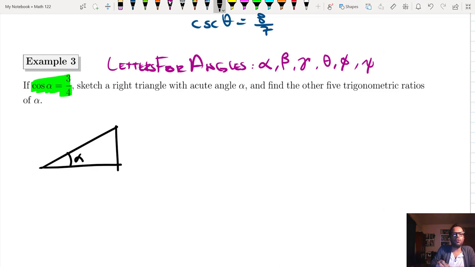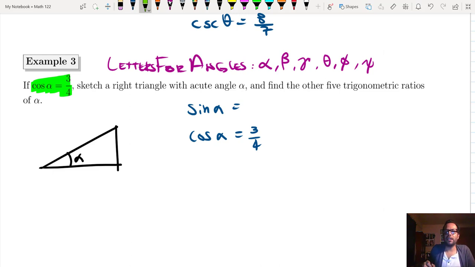And they're giving us cosine, so eventually we will find sine of alpha. We have cosine of alpha, we don't know what sine is yet, but we're going to figure that out. So this is cosine alpha, that's 3/4. But what is the definition of cosine? Again, this is adjacent and this is hypotenuse. So let's put letters to this.